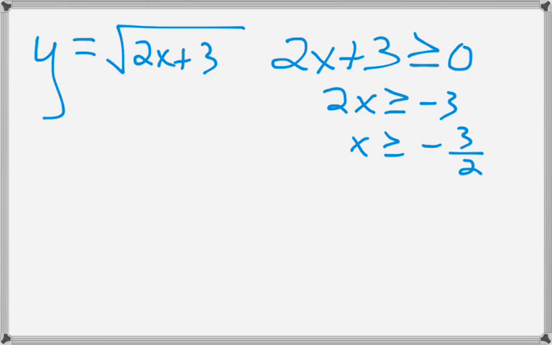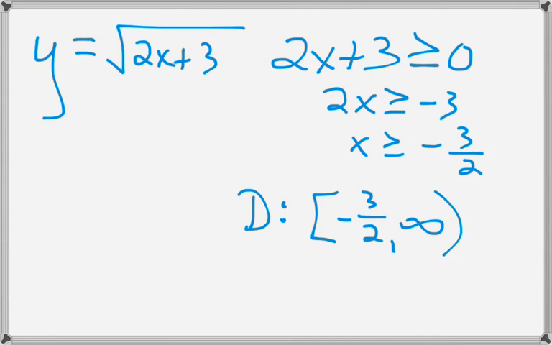So it turns out that the domain, the acceptable values to use for x, are everything greater than or equal to -3/2. So in interval notation, that would look like this.